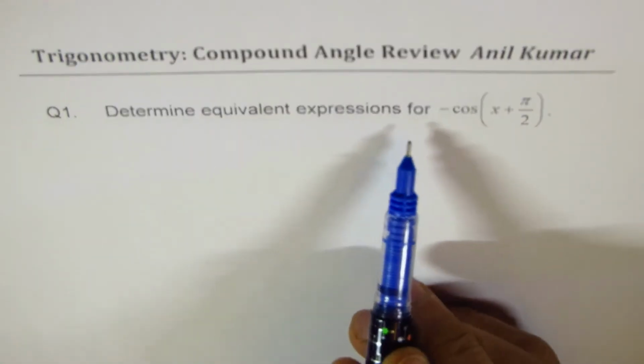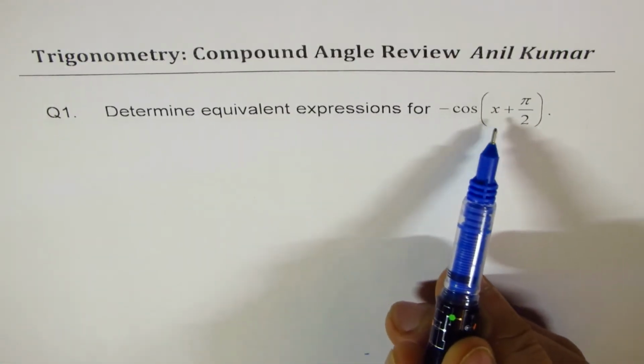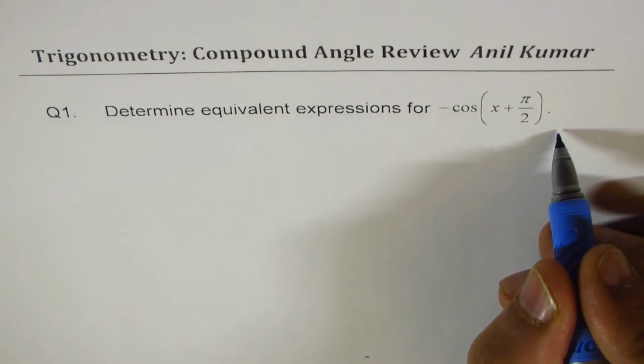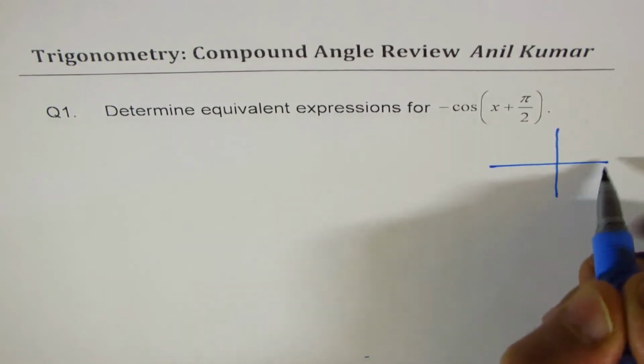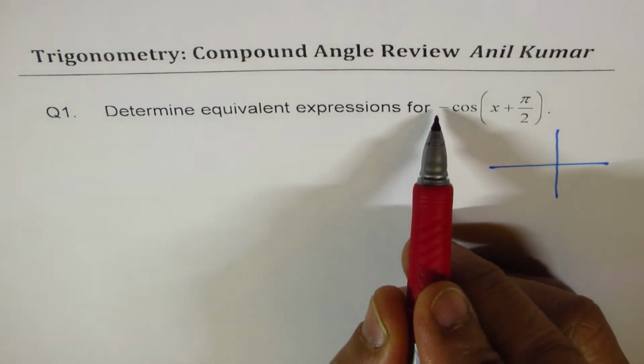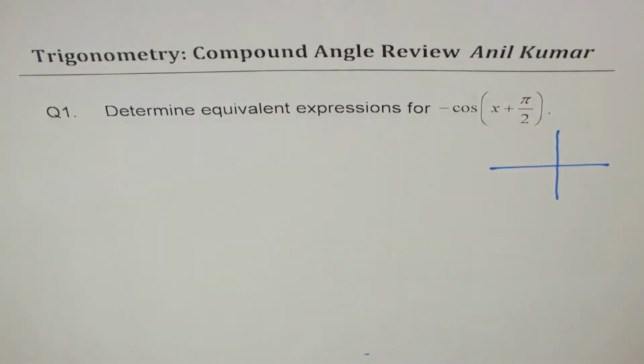Determine equivalent expression for minus cos x plus pi by 2. Now there are two ways to do it. One is shortcut. Let me teach you the shortcut method. The other one is a standard method. We are talking about minus cos x plus pi by 2.